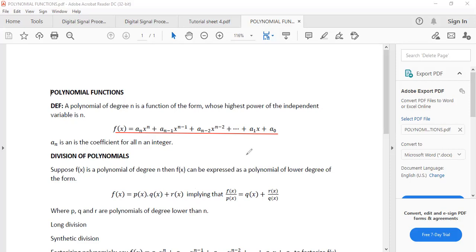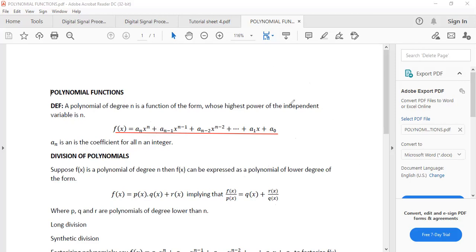And q of x is actually the quotient, the result of what we get when we divide the polynomial f of x by p of x. We would actually get q of x and the remainder r of x. So if we divide a polynomial f of x by p of x, what we would actually get is another polynomial of lower degree than n, plus a remainder polynomial. Sometimes this remainder polynomial may just be a constant.